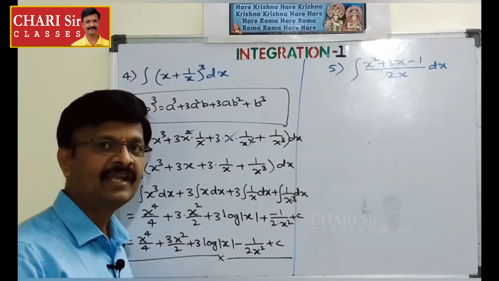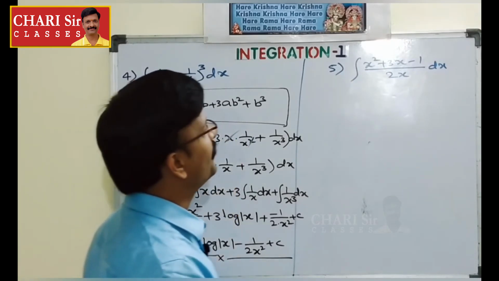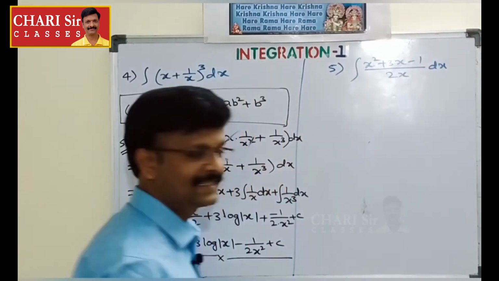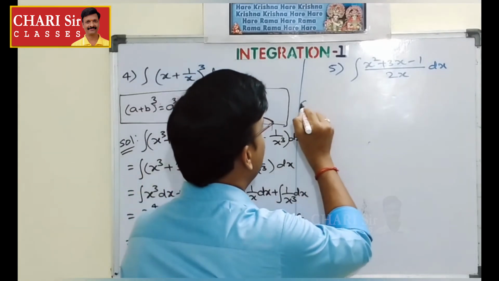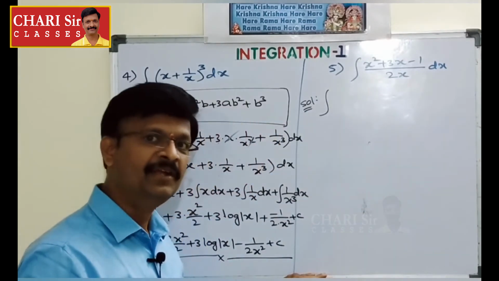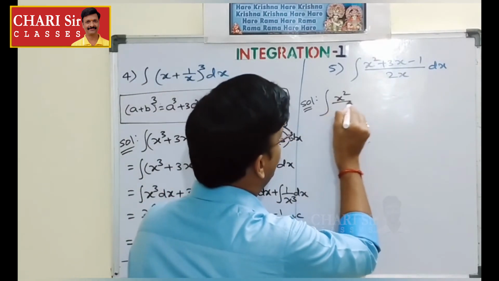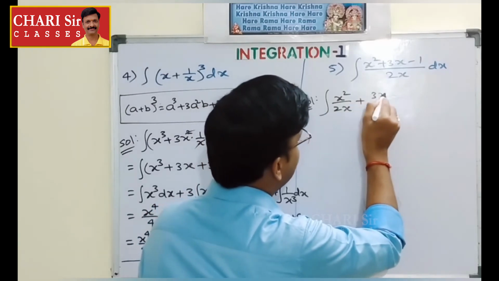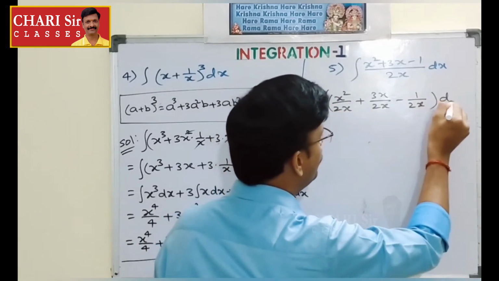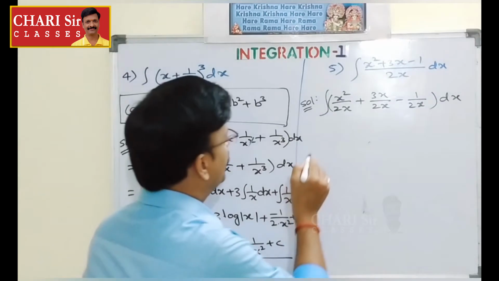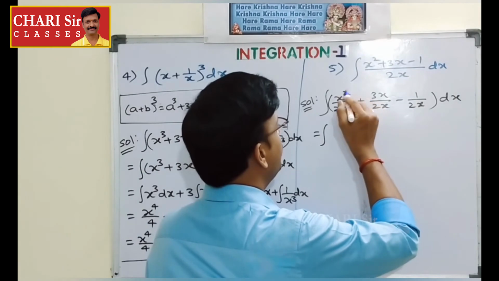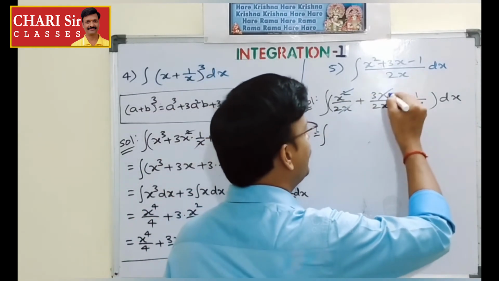This is also a previous question, a very important question. And one more question, the fifth question, is given: the integration of (x² + 3x - 1)/(2x) dx. First, we need to divide all these three terms by 2x individually. That is x²/2x plus 3x/2x minus 1/2x for this whole dx. Now you can see that here x is there and here x is there, so these gets cancelled, and here x and x cancel.